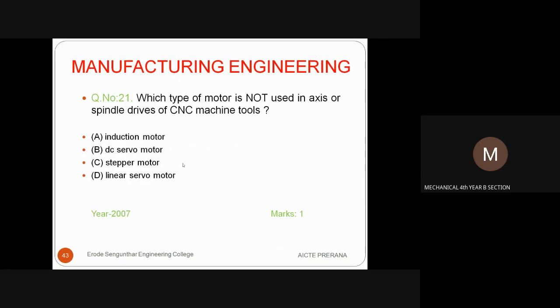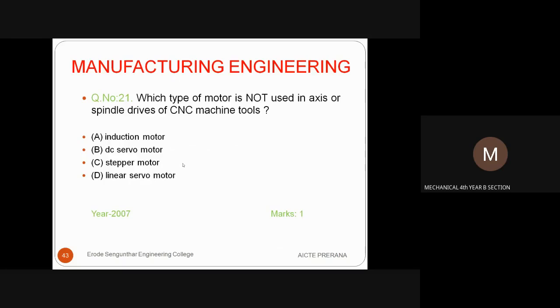The next question is, which type of motor is not used in the axis or spindle drive of CNC machine tools? In the CNC machine we have seen, what type of motor is not advisable to be used? The first option is induction motor, the second option is DC motor, the third option is stepper motor, and option D is servo motor.